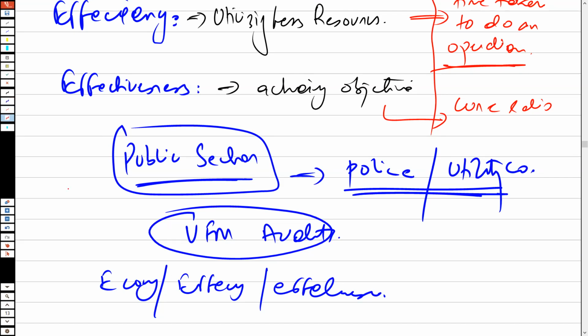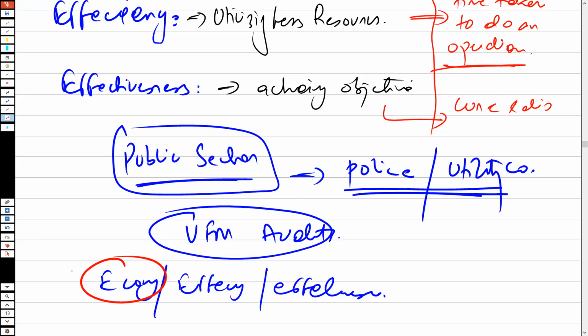For example, if you wish to go for economy, you might compromise the effectiveness. If you wish to go for efficiency, again, the effectiveness might be compromised. If you wish to go for effectiveness, the economy or the efficiency could be compromised. So there could be multiple things that happen. One thing you have to understand is that they are all contradictory.